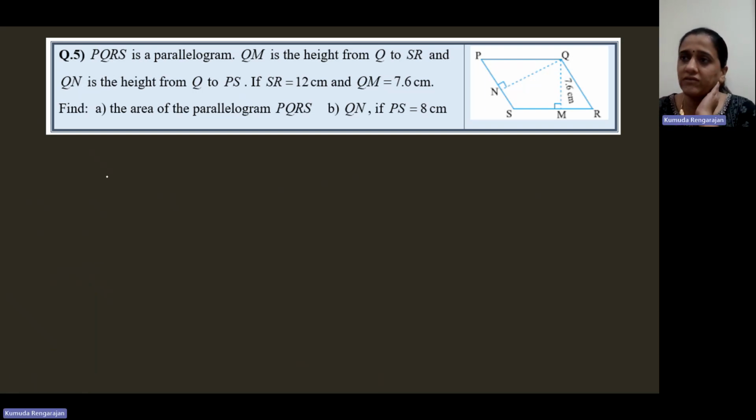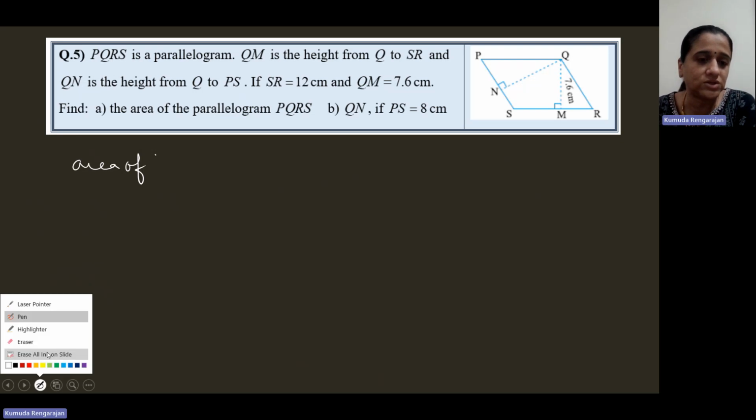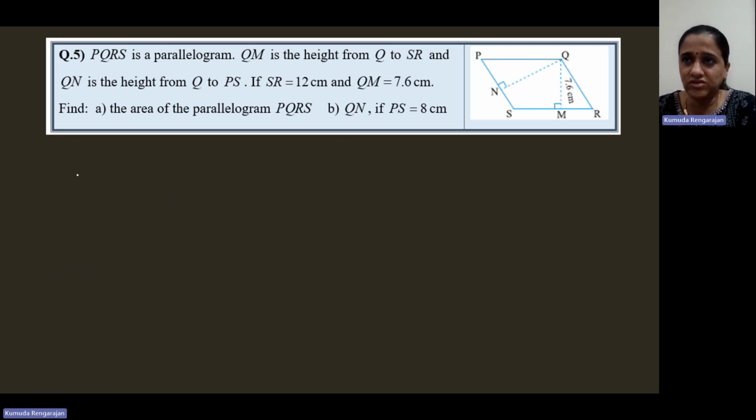So then here also we'll derive. What's a formula to find the area for a parallelogram? Area of parallelogram is equal to B into H. We are not answering this question now. We're just trying to derive the formula for base and height. So base into height is equal to area of parallelogram.